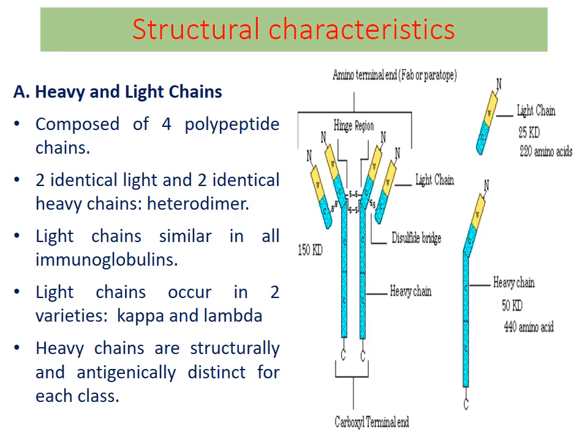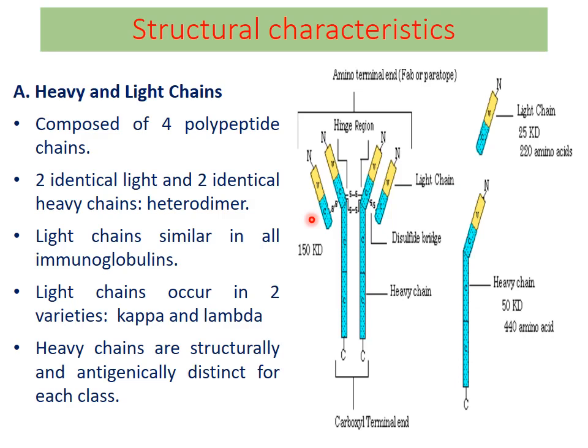Now, if you study it in detail, we have already seen that it has 4 chains. So they are tetramers, 4 polypeptide chains, 2 heavy and 2 light chains. These light chains are similar in all immunoglobulins. Light chains can occur in 2 varieties, one is kappa, another is lambda. So either kappa or lambda can be present in any immunoglobulin molecule.